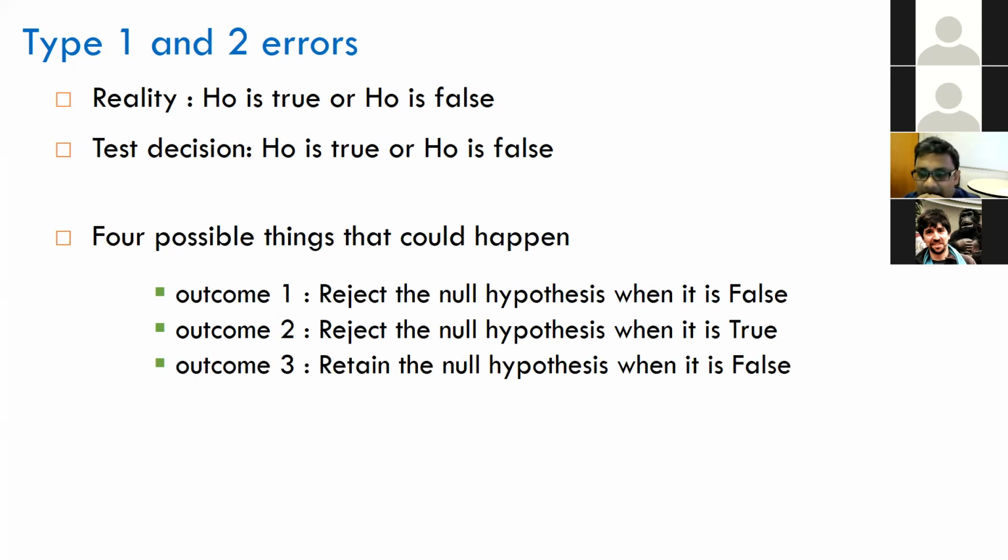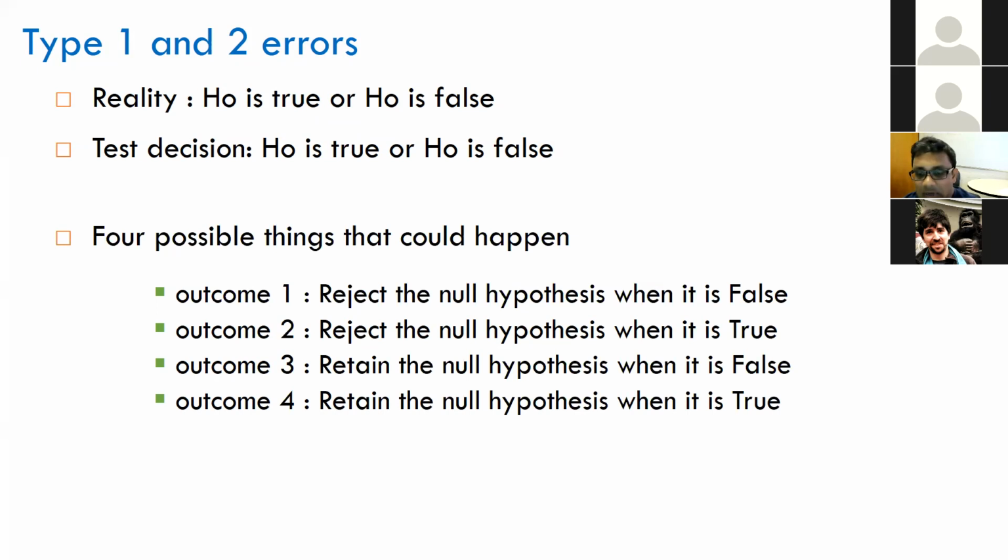The third outcome is to retain the null hypothesis when it is false. You keep something false, which is not right. The fourth is to retain the null hypothesis when it is true. So based on the reality versus the test decision, you can make 4 outcomes: reject the null when it is false, reject the null when it is true, retain the null when it is false, and keep the null when it is true. Within those 4 outcomes, 2 are wrong.